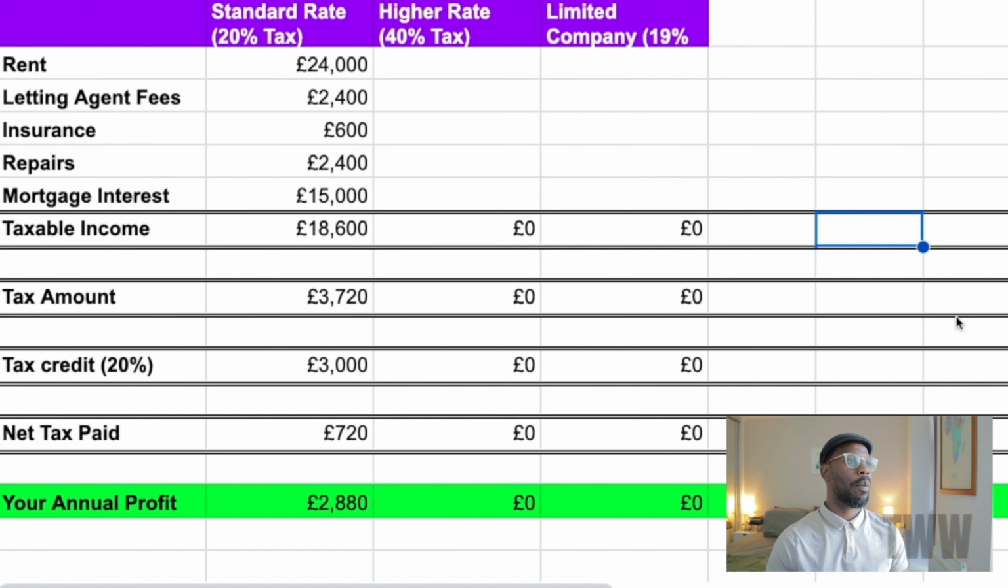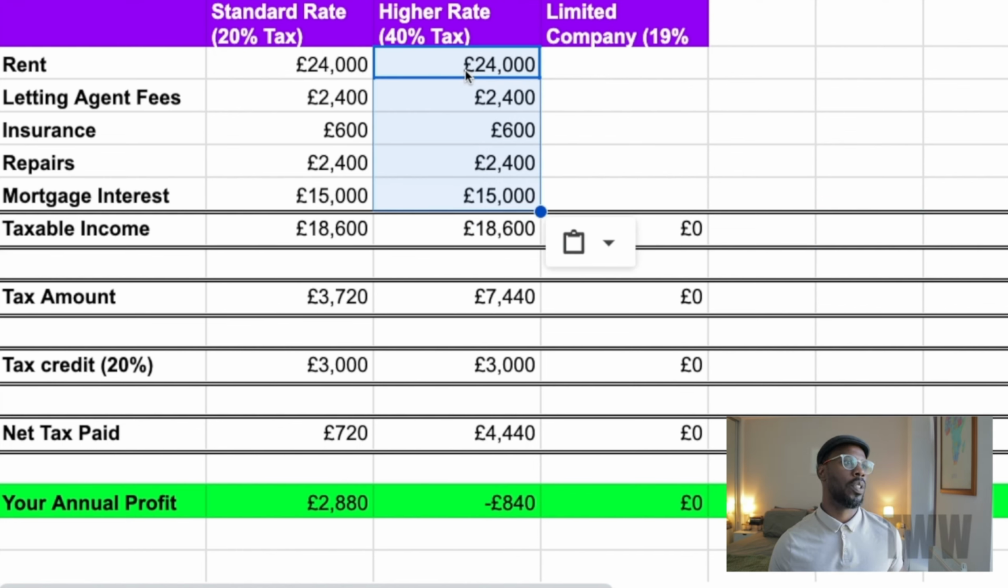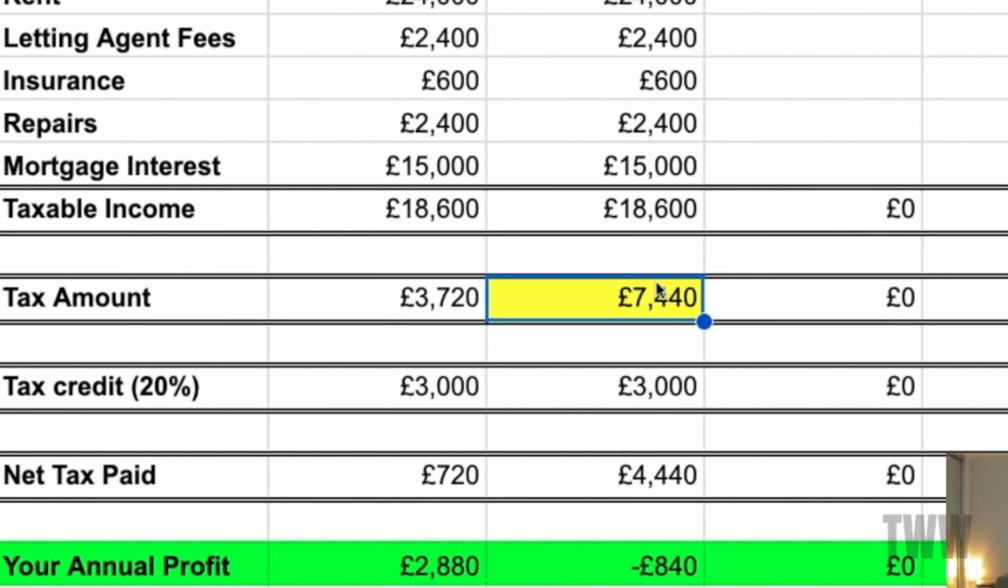Now let's calculate how much you'll be taxed and how much you'll take home if you own exactly the same property with exactly the same costs, but instead you're a 40% higher rate taxpayer. So all the same costs apply. It's exactly the same property. The only difference is that you are taxed at a higher rate. Look what happens to the amount of tax you pay.